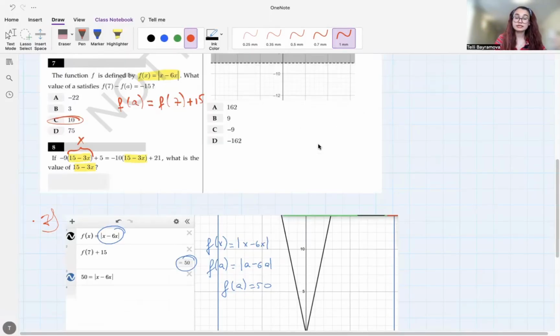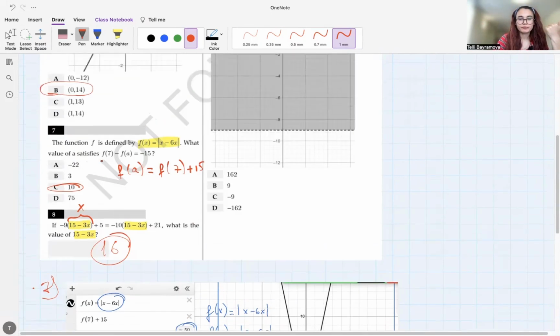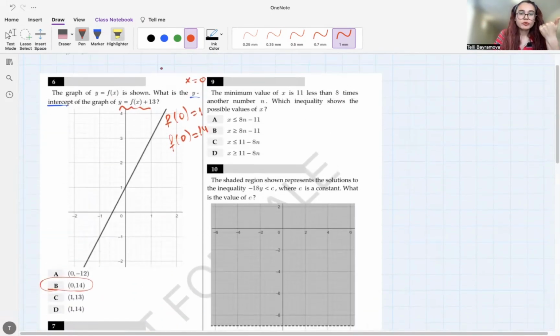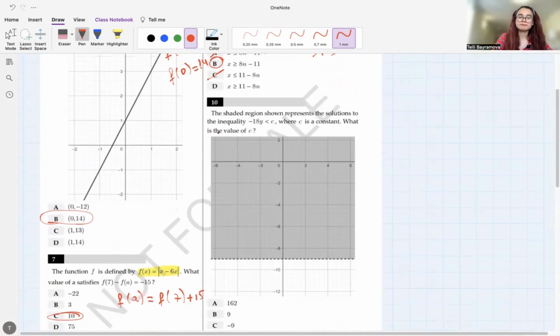So we'll save our time and write the answer, which is 16. Okay. The minimum value of x, it means that x is greater or equal to. That's why the answer is neither A or C. Is 11 less than minus 11? What? 8 times another number, 8n. 8n minus 11. So the answer is going to be B.